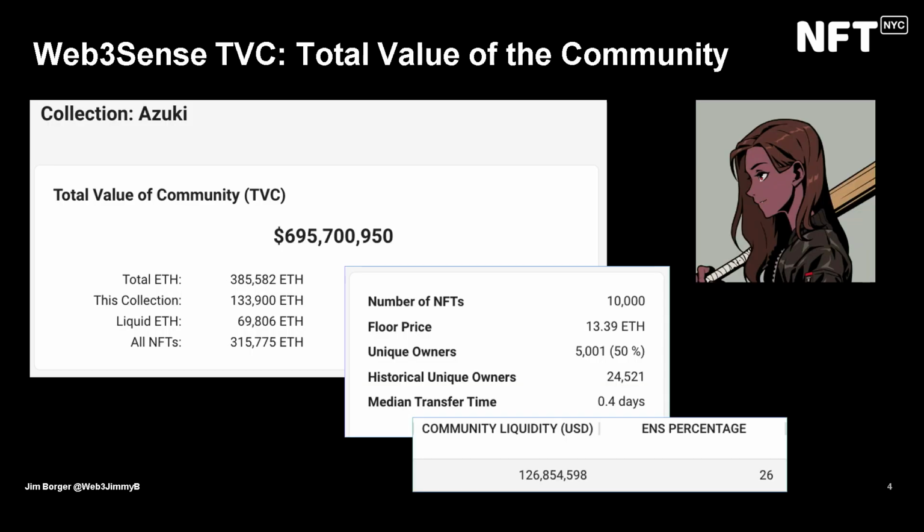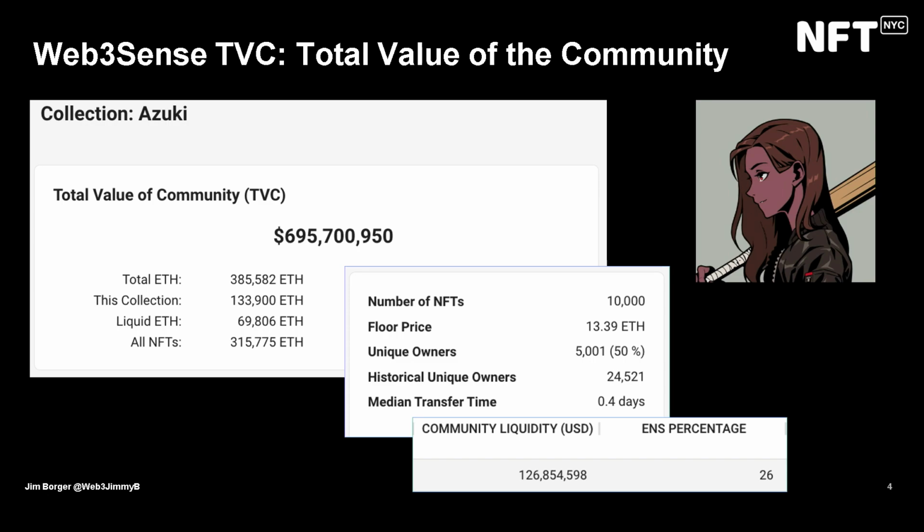And we're going to take a look at a few different types of NFT communities that come from a few different places, but the first one we'll look at is Azuki. So this is the Web3 Sense TVC, the total value of the community, and I'll tell you a little bit about our methodology, just for starters. One, we're just looking at floor prices here. Two, we're only looking at Ethereum assets. And three, we're not looking at the overall Azuki community necessarily here, like Beans and others. We're just looking at this collection, just to keep it simple. But we can look at overall communities and other chains.